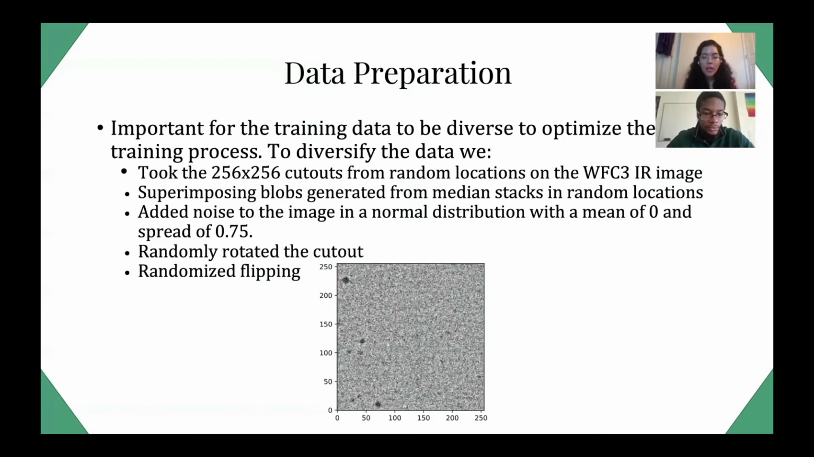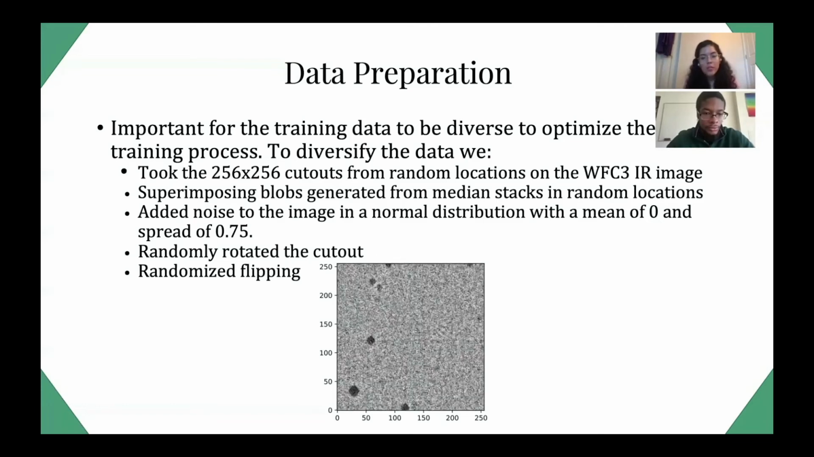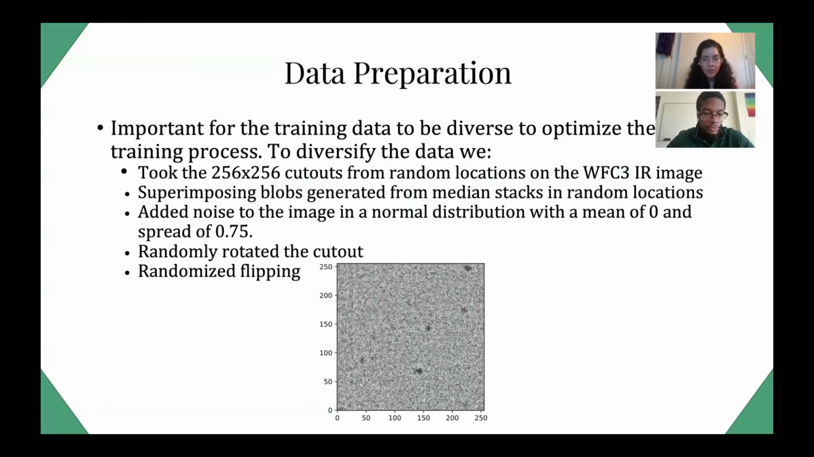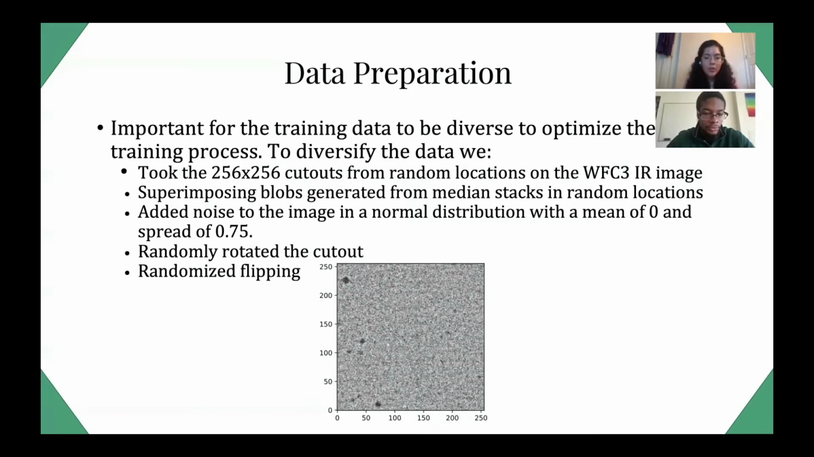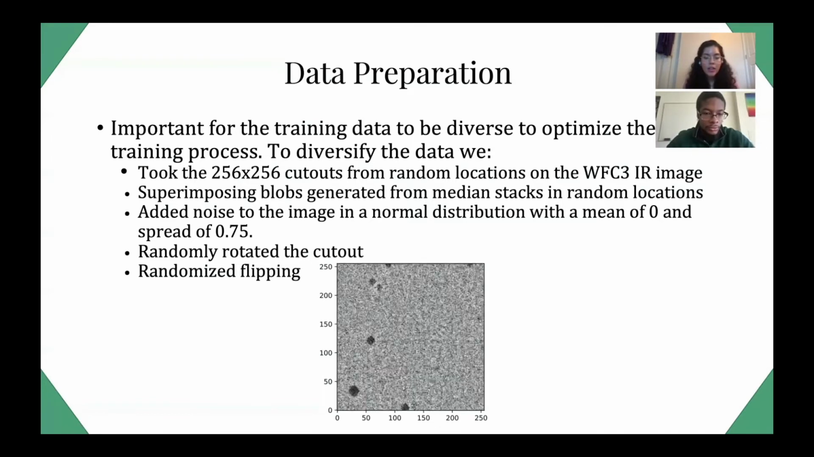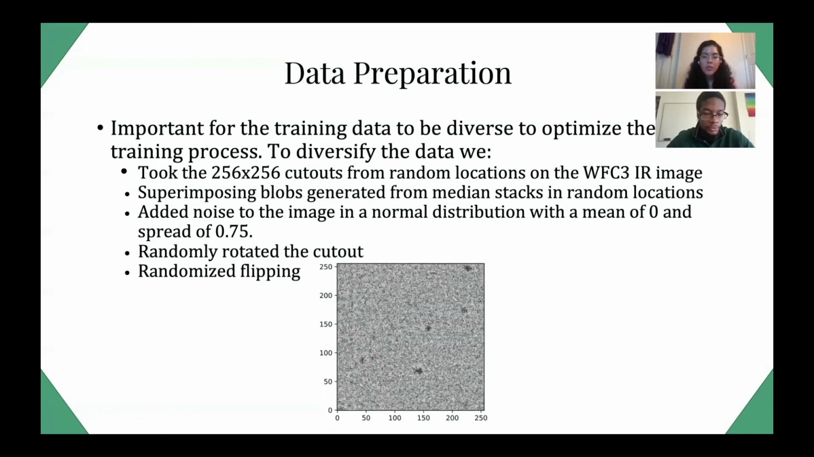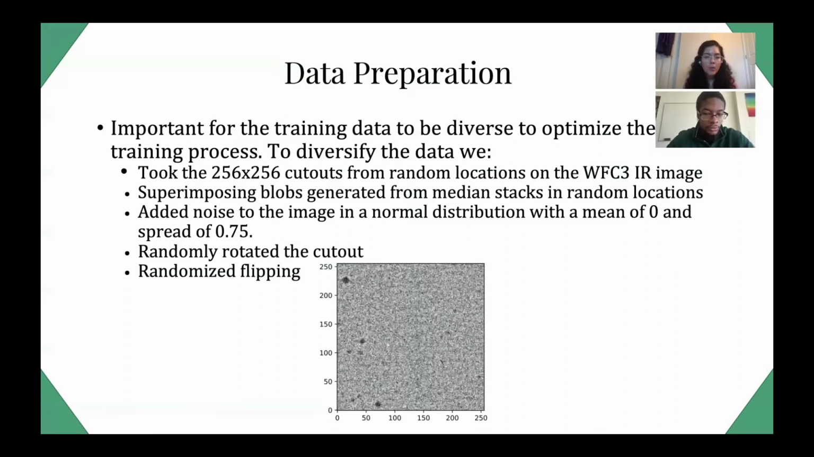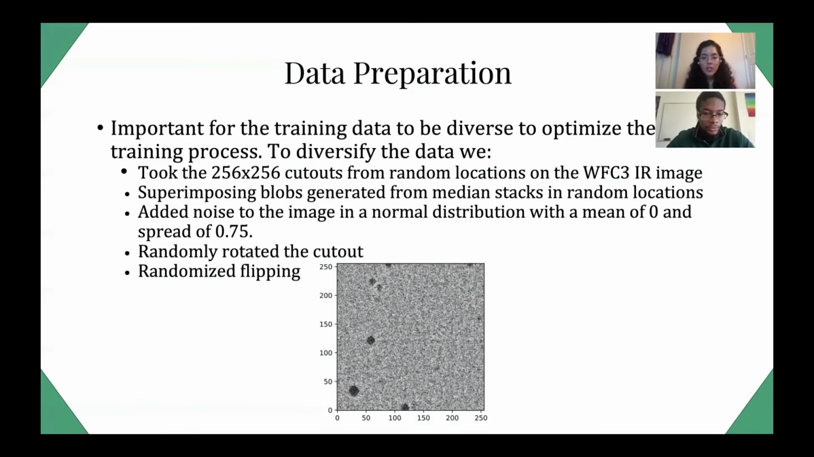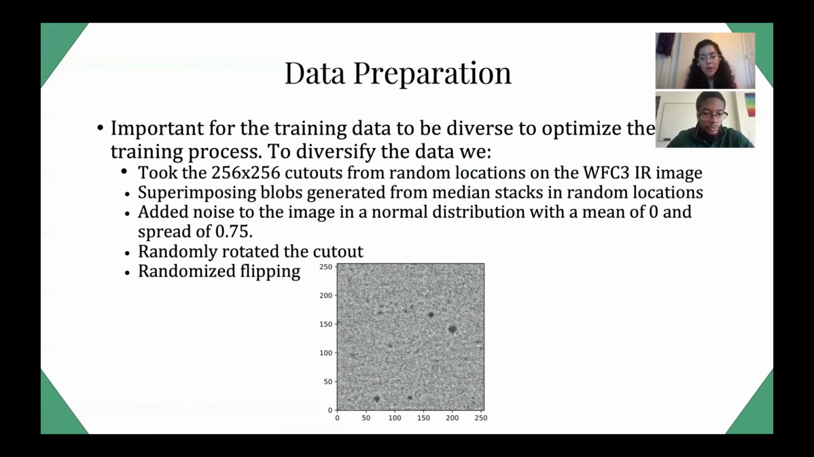And for the blob images that are labeled 0, that's the point where we superimpose blobs that we generate from a randomly selected median stack from a single epoch. The next thing we do for both the label 0 and label 1 data is we add noise in a normal distribution with a spread of 0.75. And then for spatial awareness, we randomly rotate the cutout and do some random flipping. And that is what you're looking at in the GIF at the bottom, several examples of subframes and what they look like.